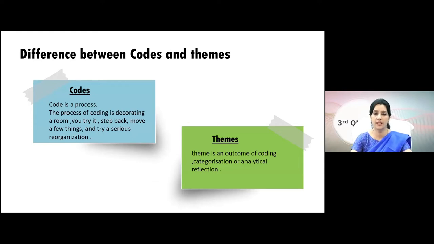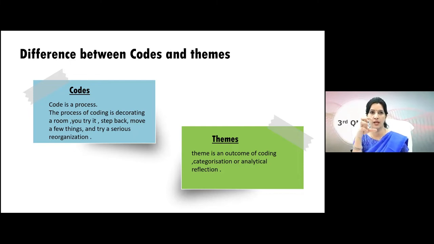Now, the codes and themes are different. We have talked about that. So code is a process. Take the example of a room. If you decorate a room, you have a sofa, a lamp, a wall hanging. You try decorating the room, and each small component is a code.